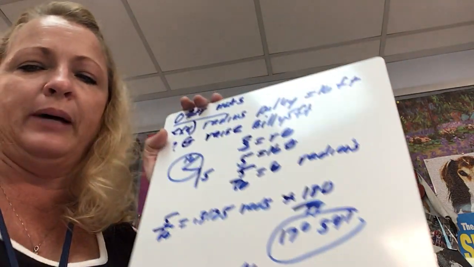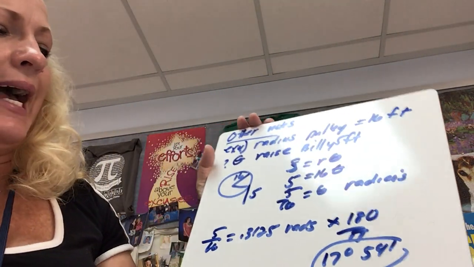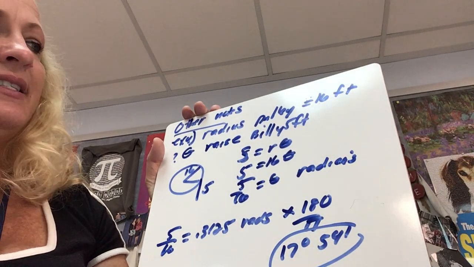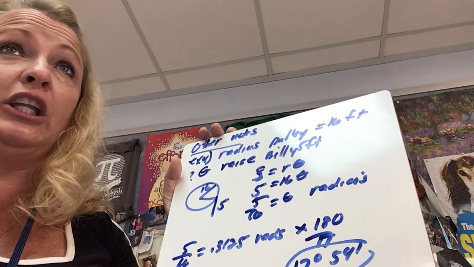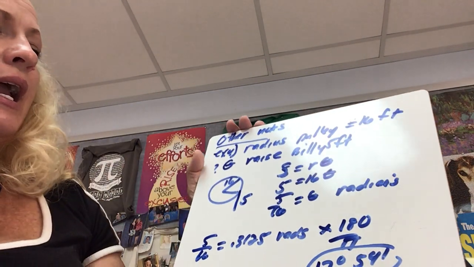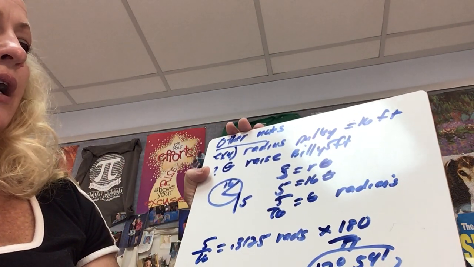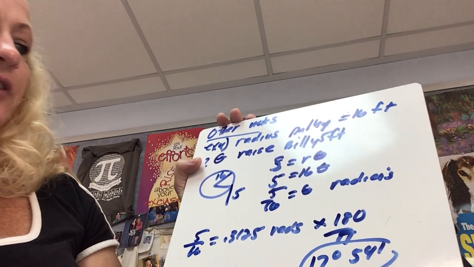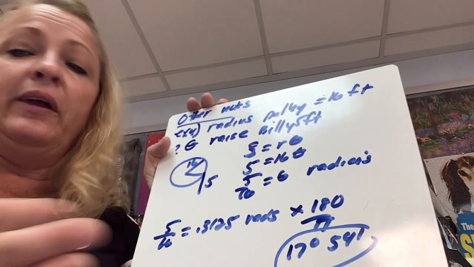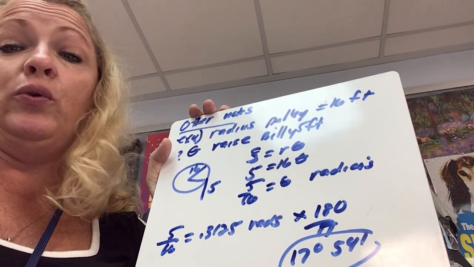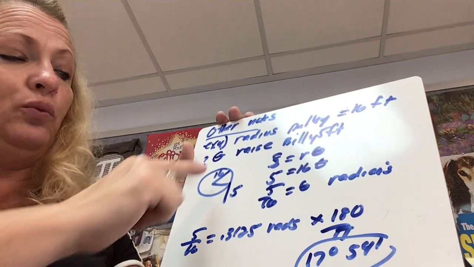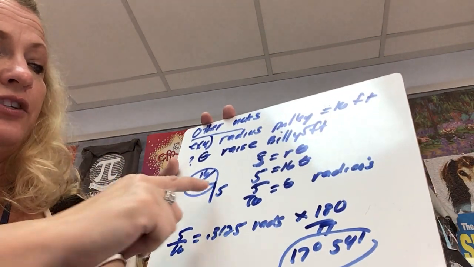Okay, so in example 4, poor Billy is being pulled up by a pulley. It asks, what is theta if the radius of the pulley is 16 feet? So we're talking about a large contraption here, and we are raising Billy 5 feet. So if this was something being rescued, a large object being pulled up, what angle do we need to have this set?